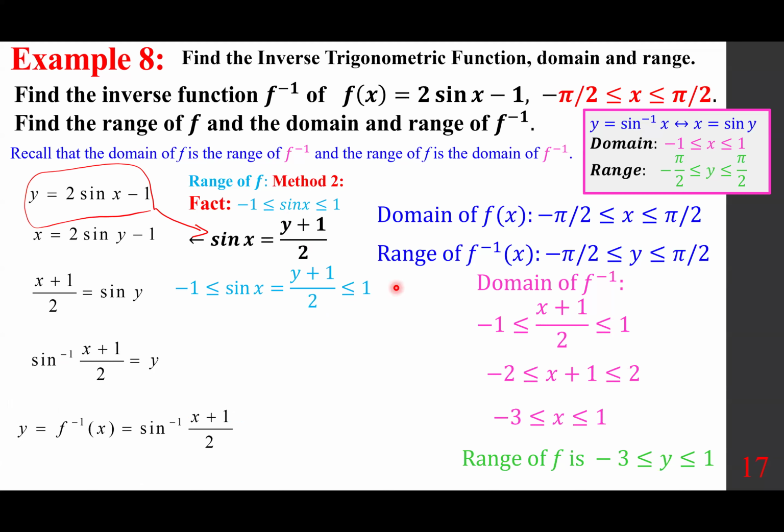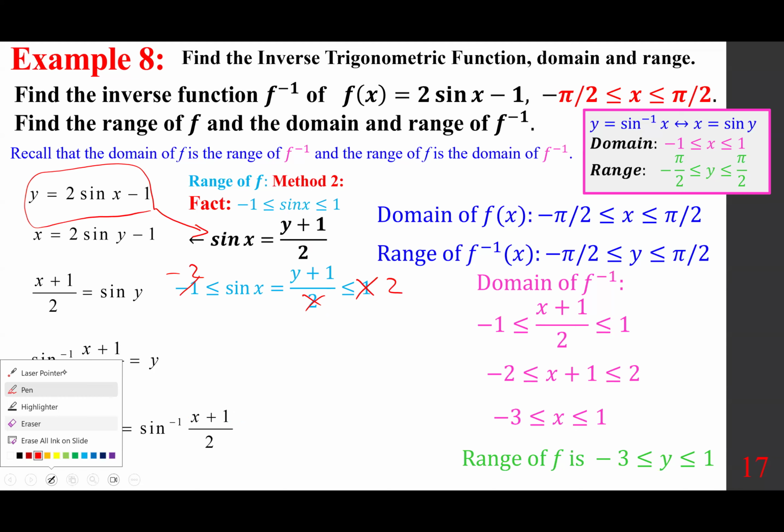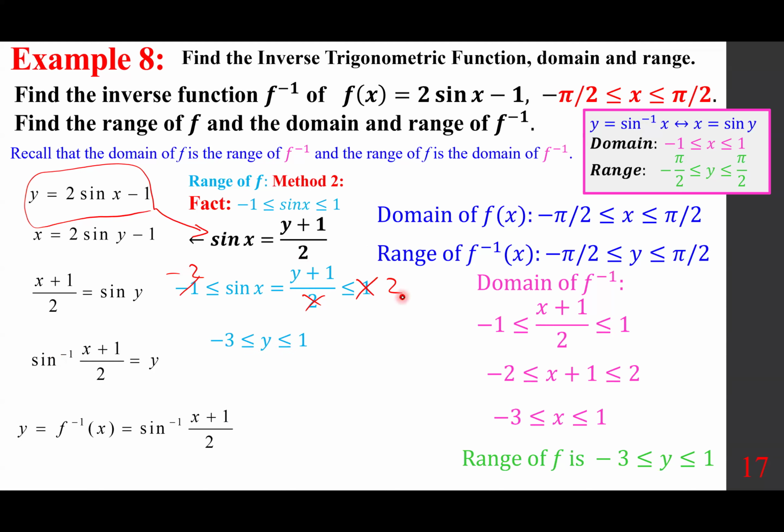So if I multiply everything by 2, this becomes negative 2, this goes away, this becomes positive 2. Remember, we are working for y. So y plus 1 is between negative 2 and 2. Now subtract 1 from each side, and you get negative 3 here and 1 here. So that gives you the same answer, and you're done. Again, second method.